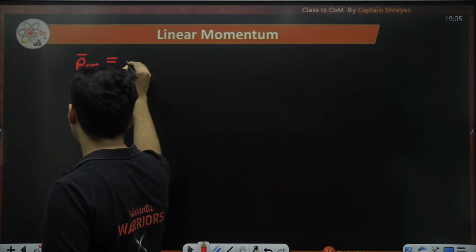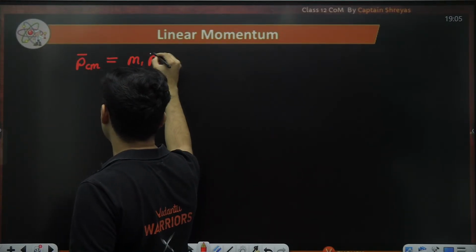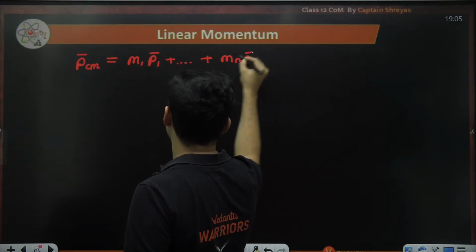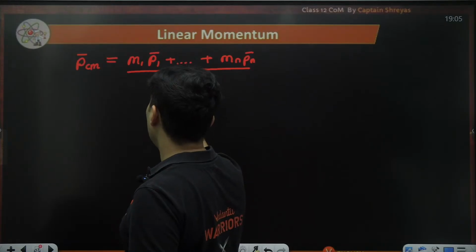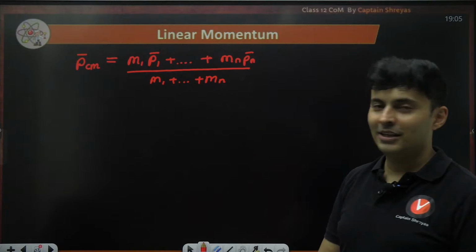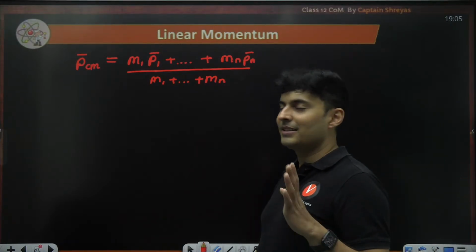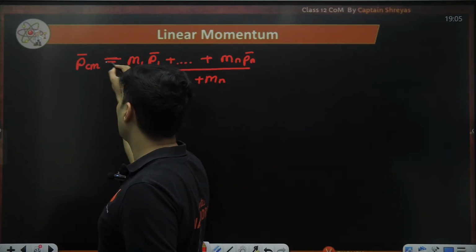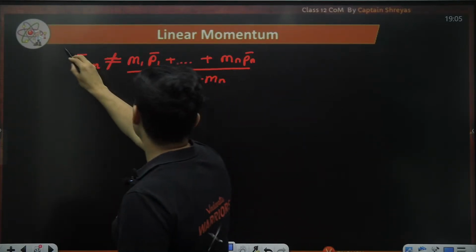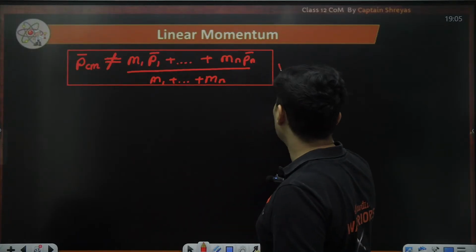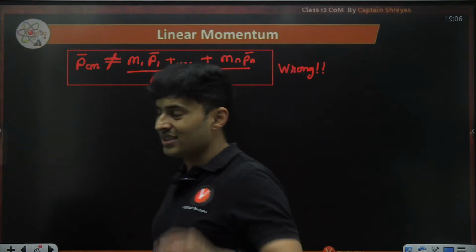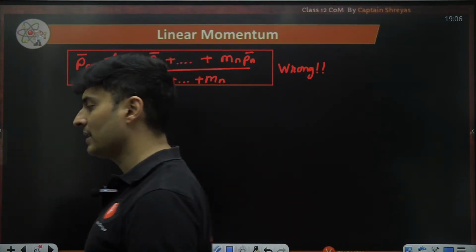And many times kids tell me, sir, it is m1 p1 plus m2 p2 plus mn pn, the whole thing divided by m1 plus m2 plus mn. A lot of times kids tell me this is the formula. If you also thought this is the answer, it is absolutely wrong. This is not the right formula. Please do not use this. It is wrong. I'm highlighting that. Deliberately, I wrote it because this is a common mistake in a hurry during the examination.